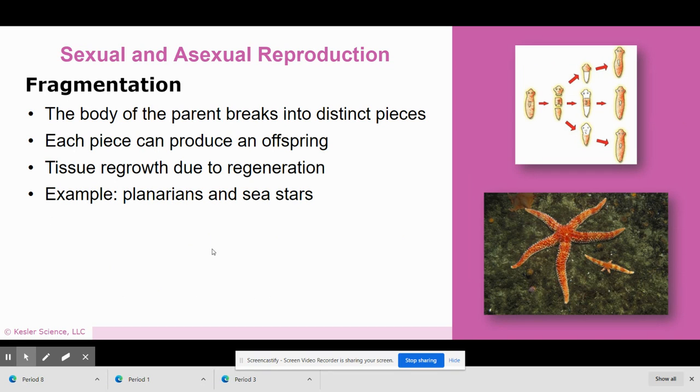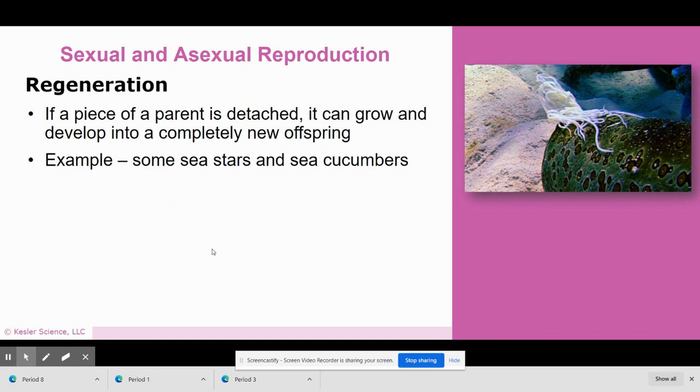And then we have fragmentation. This is when the body of the parent breaks into distinct pieces, and each piece can produce an offspring. Tissue regrowth due to regeneration can occur. The examples that we see here are planarians in that top picture and sea stars in the bottom. So essentially, you can have several different little pieces from the adult, and you can grow a full new organism from that. Regeneration is very similar to fragmentation, but this is just when one piece of the parent is detached and can grow into a completely new organism. So sea stars, again, can use this, and some sea cucumbers, which are interesting little animals.